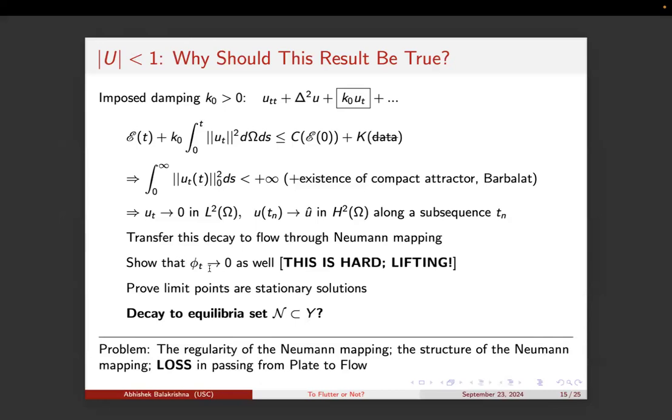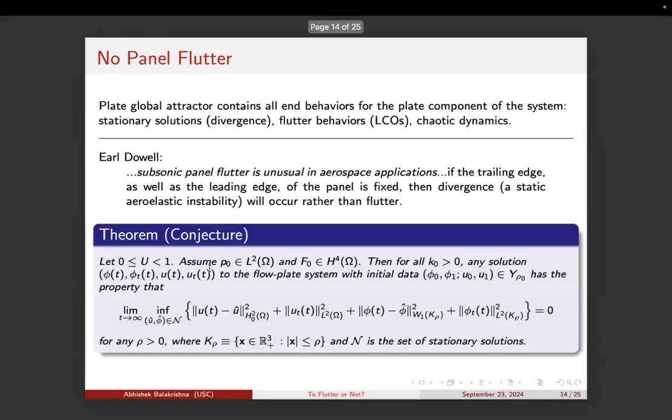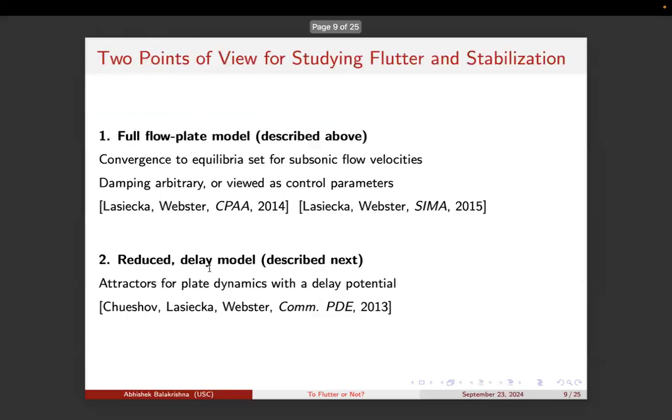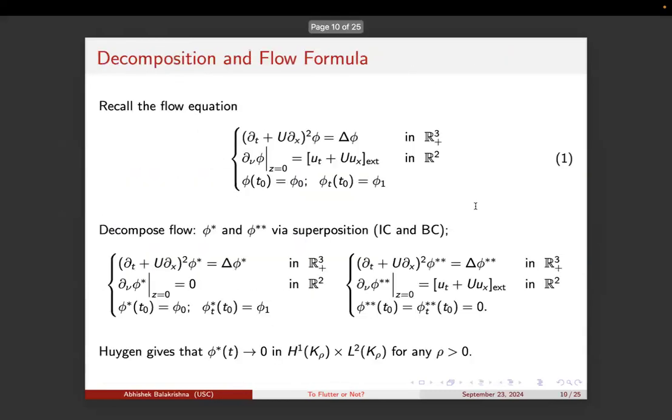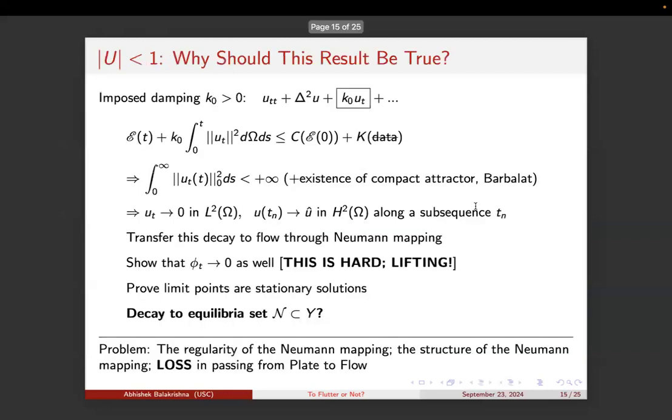Once we show, let's say we are able to get through this... Sorry, when you say global compact attractor, in what topology? Oh, in the original energy space. We can show it has higher regularity as well, but essentially, in this space: for phi it's H1, and phi_t is in L2, u is in H2, and u_t is in L2. That's what we are working with.